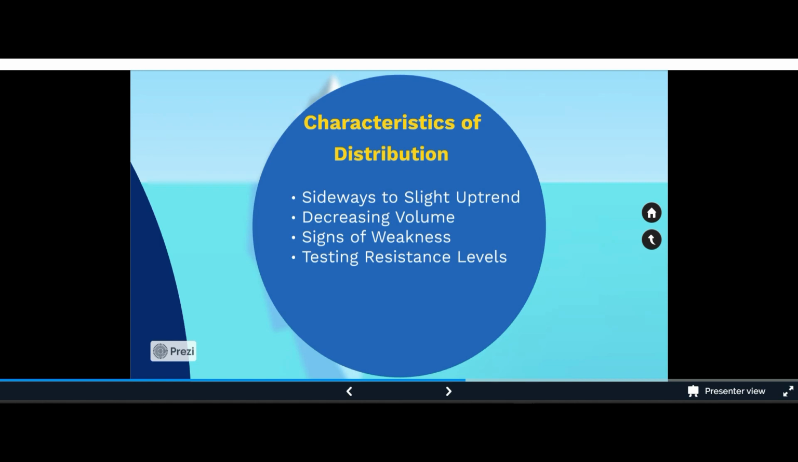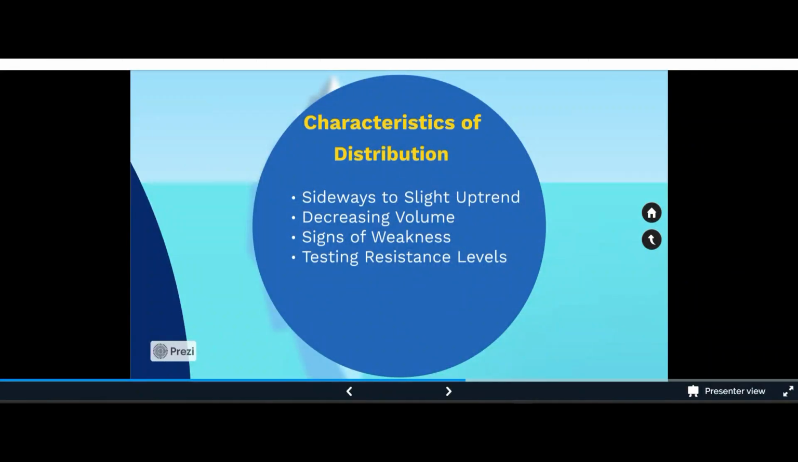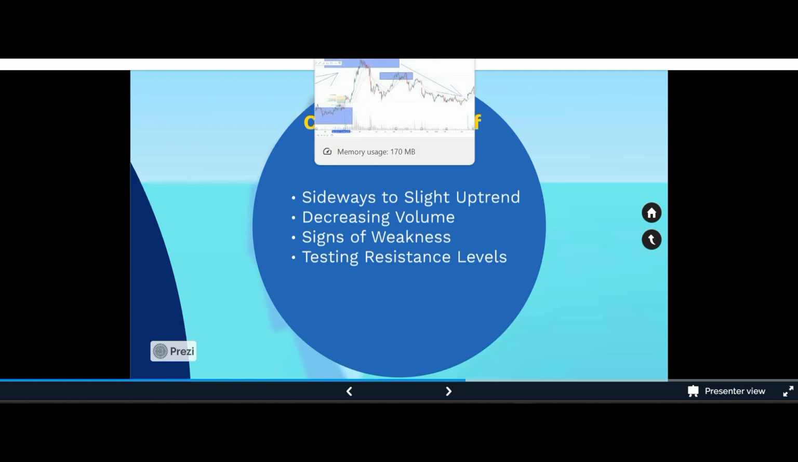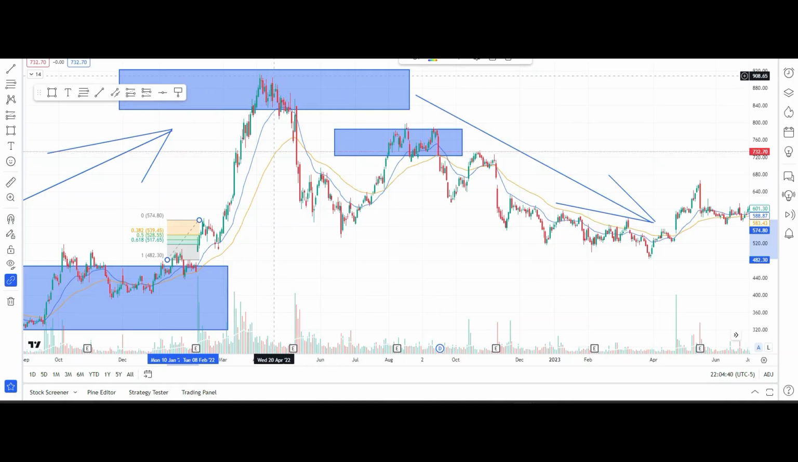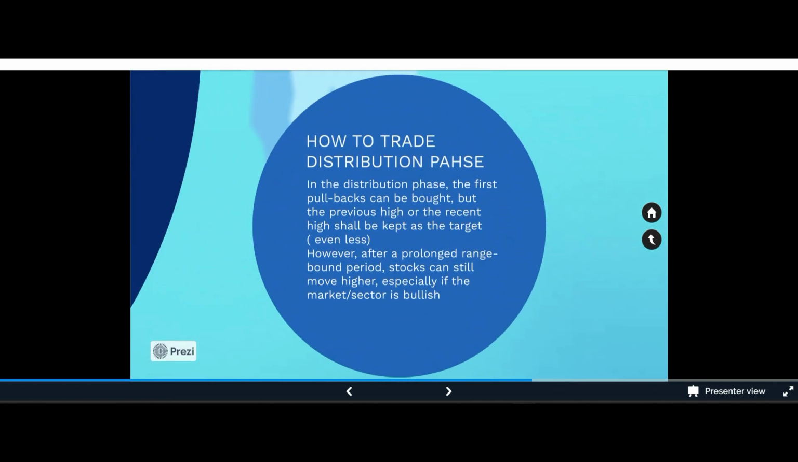Now, how do we actually identify distribution? It will be mostly sideways to slight uptrend and decreasing volume. If you see this phase, there has been a significant decrease in volume and signs of weakness, which means the previous high won't be broken, and it will test the resistance levels 1 or 2 times, but it won't actually pierce and go up. So how do we trade? You can use some option selling strategies that profit from sideways movement. That is one of the things you can do.